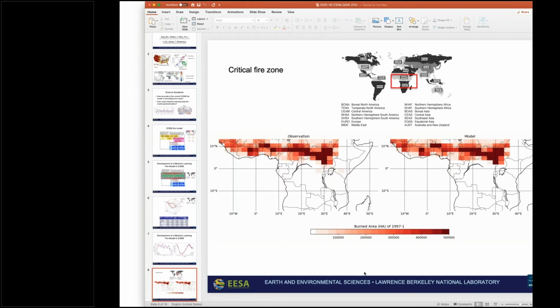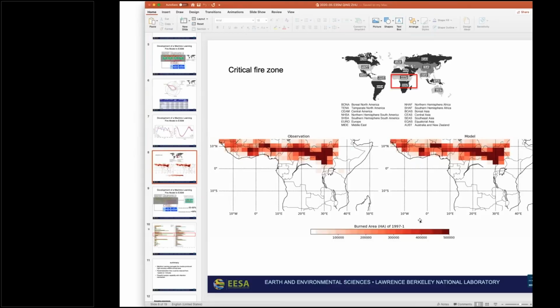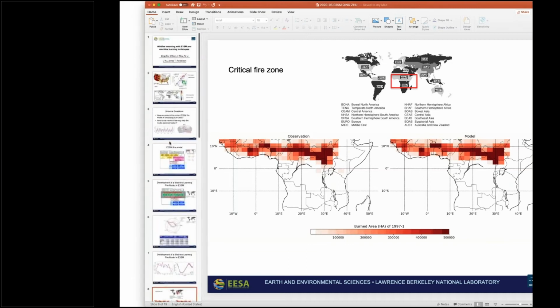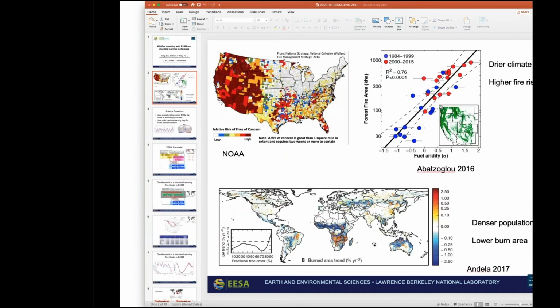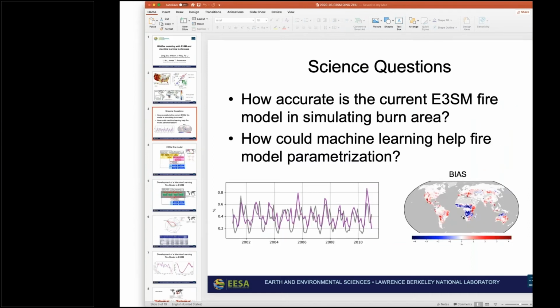And here I have a movie that shows a comparison of observed and model burn area from 1997 to 2005, but I'm not sure if I can show it here. Oh, it still doesn't show up. So I need to go to the presentation mode to show them the movie, but it doesn't show up.